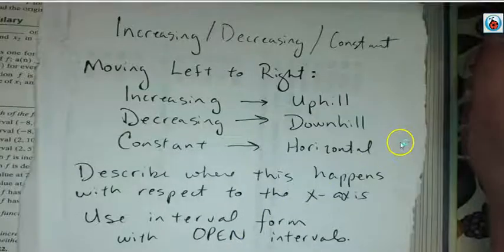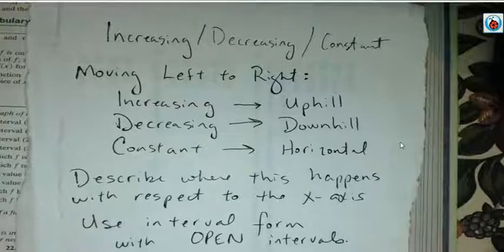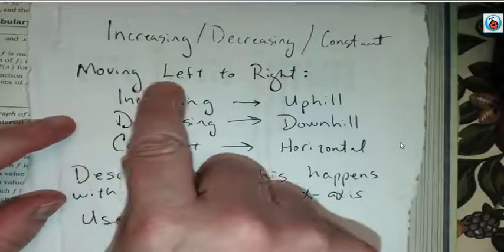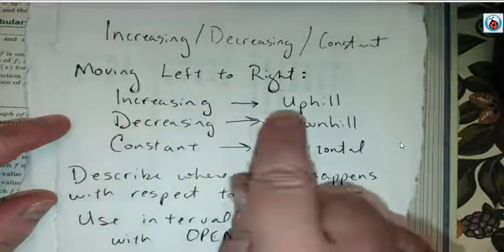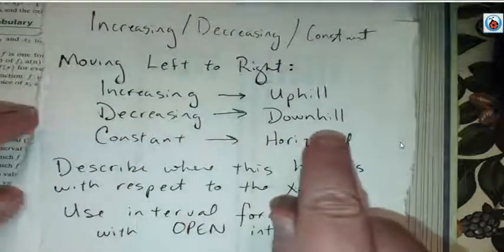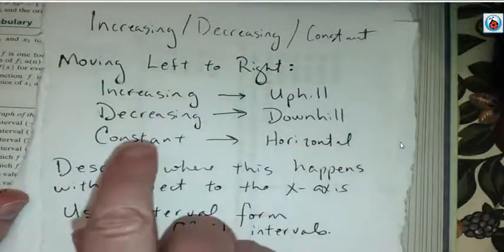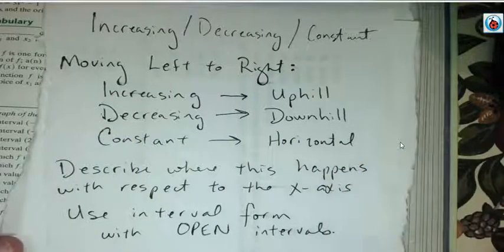This video is going to look at when is a function increasing, decreasing, or constant. So you will need to have the graph of the function in front of you to answer these questions. When you're moving from left to right, you're increasing if you're moving uphill. You're decreasing if you're moving downhill. And you're constant if you're traveling on a flat road, on a horizontal.